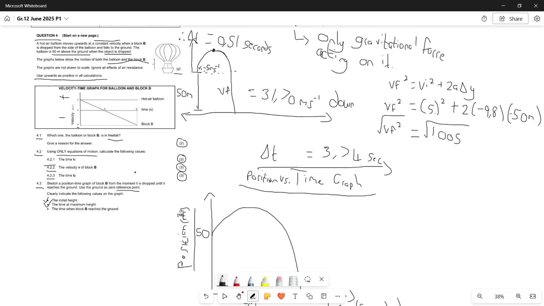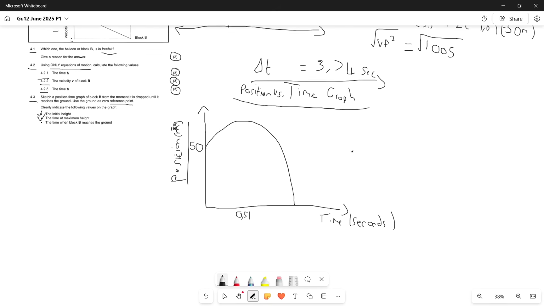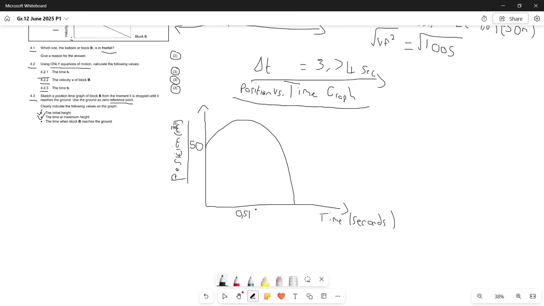So the time for the total journey, we had that over here. It is 3.74 seconds, and that is when it hits the 0 reference point, 0 being over here. So then we can just plug 3.74 there, and that would earn us our 5 marks for this question and 16 marks for this whole section.